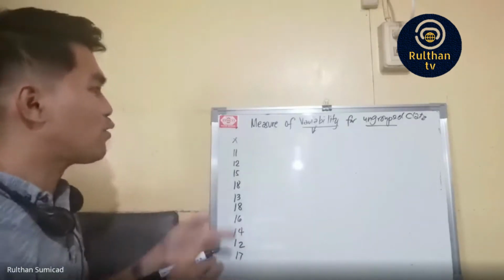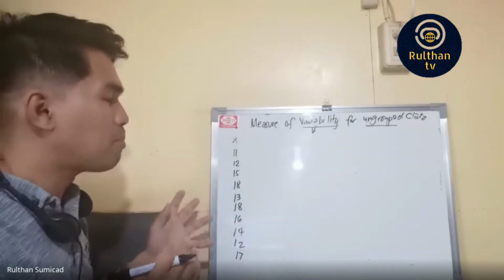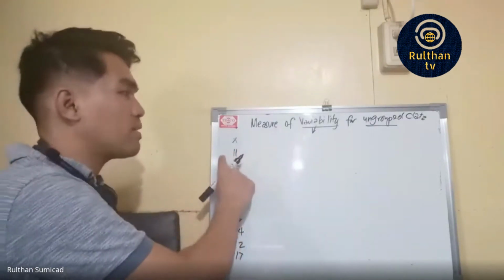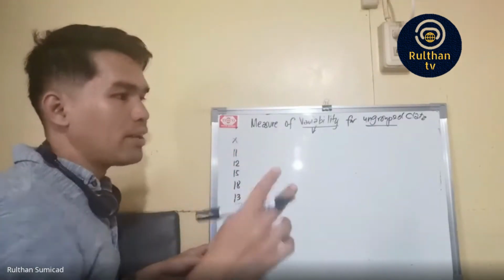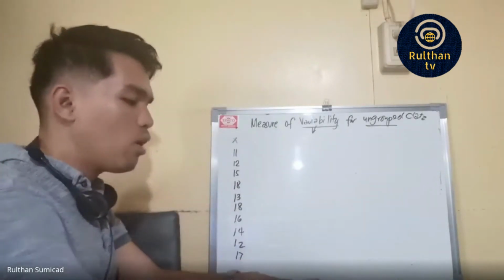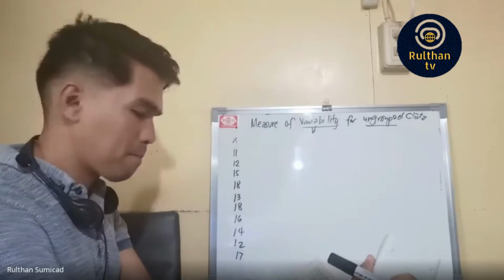So we're going to solve for the variance for this example. The first thing we need to do is, if we follow the first formula, we need the mean.